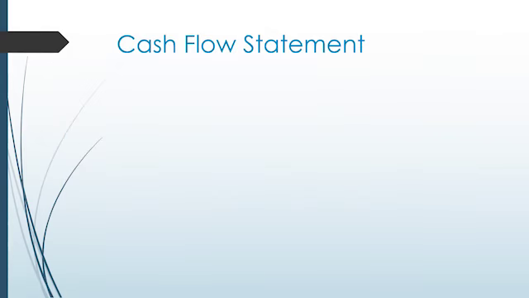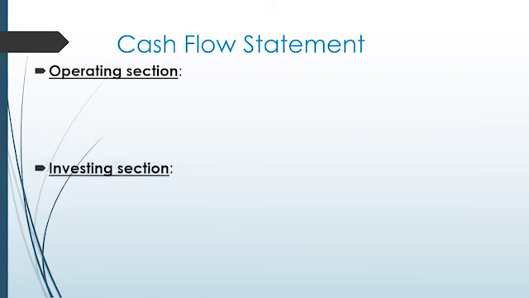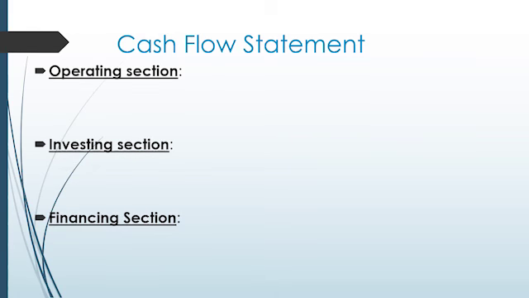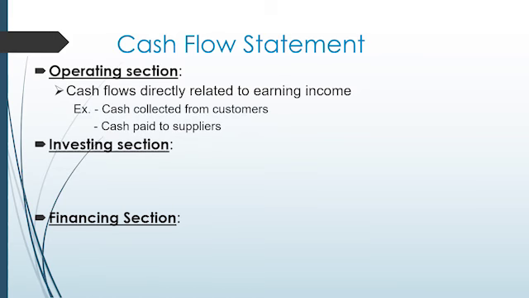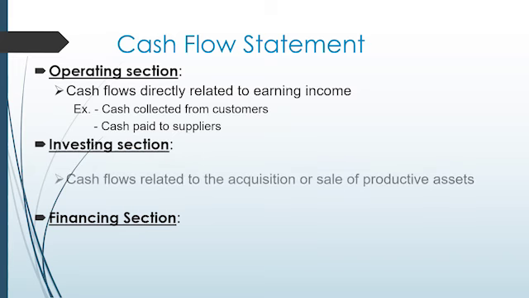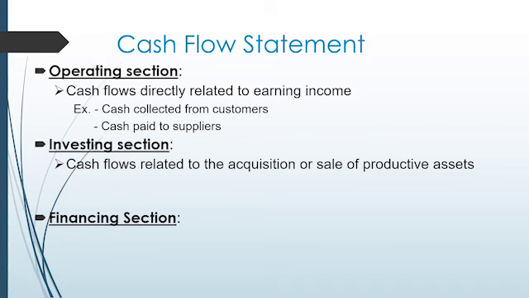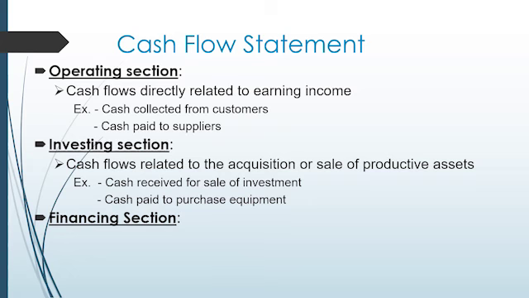On a cash flow statement, there are three sections: operating section, investing section, and financing section. The operating section contains cash flows directly related to earning income. For example, cash collected from customers and cash paid to suppliers. The investing section contains cash flows related to the acquisition or sale of productive assets. For example, cash received for sale of investment and cash paid to purchase equipment.